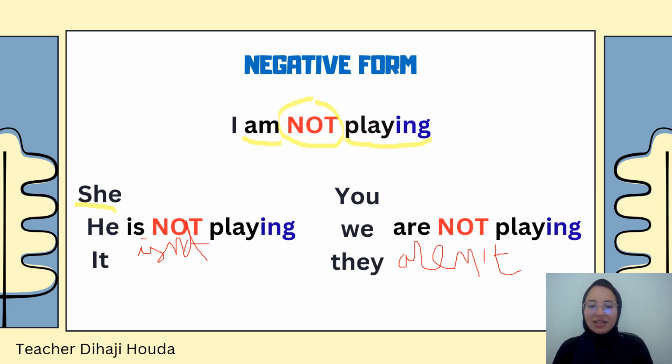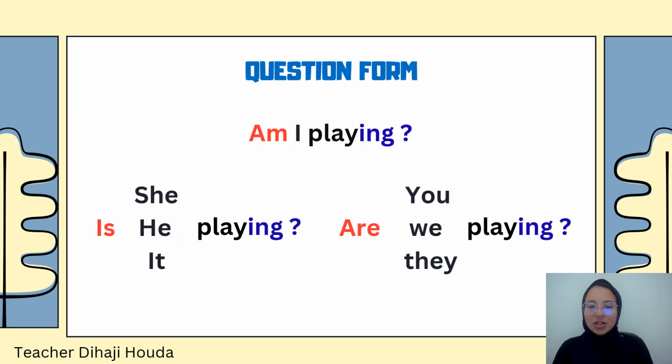Now let's move to the question form. As you can see here, we started with what? Number one is the verb to be. Excellent. We start with the verb to be. It is now called a helping verb or an auxiliary. Then we add our subject, which is I, and of course, the verb plus ing. Never forget the ing, okay? And at the end, we add the question mark.